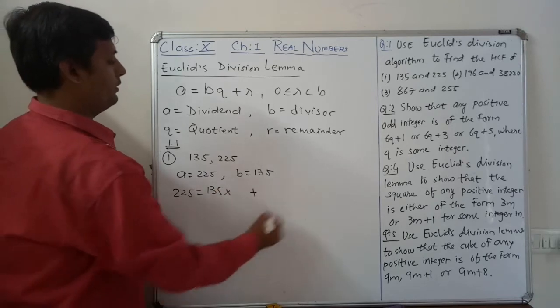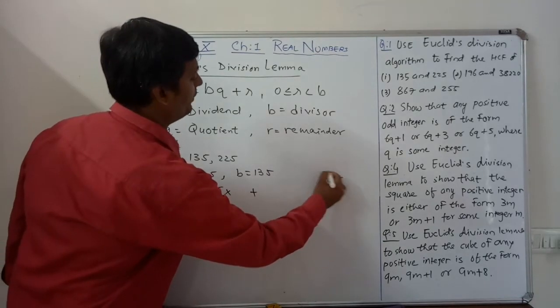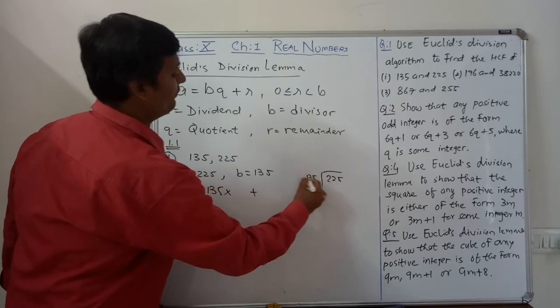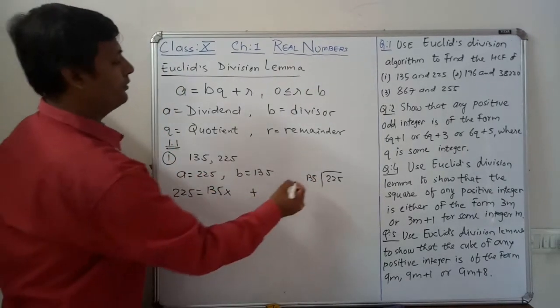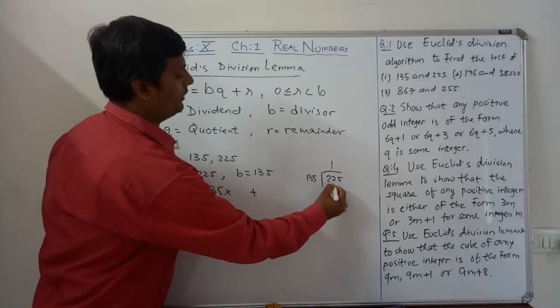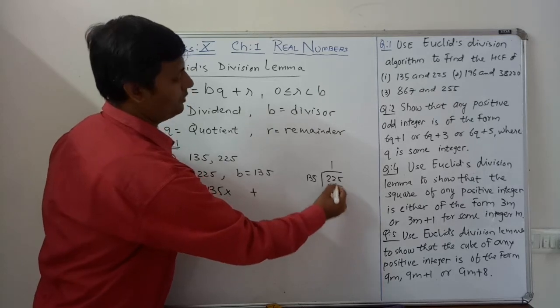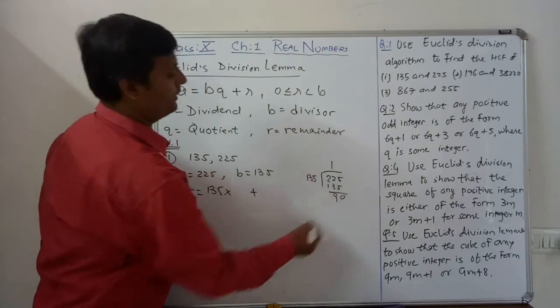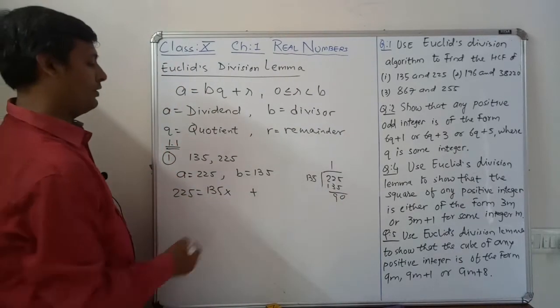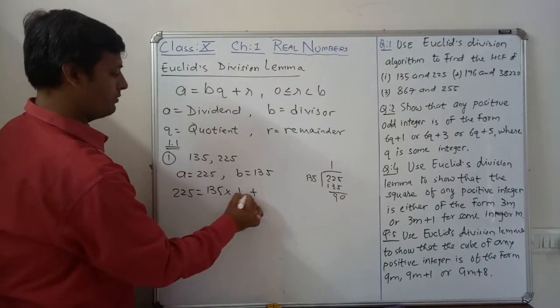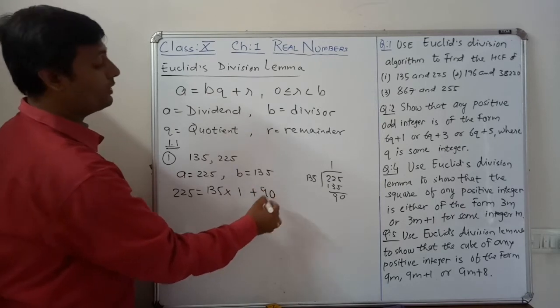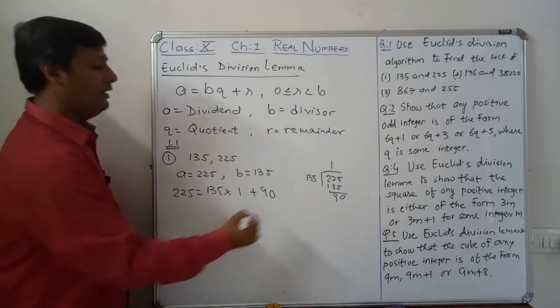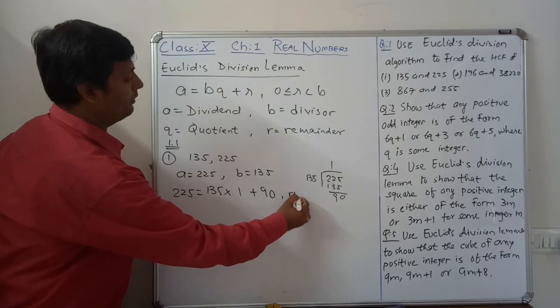First you divide 225 by 135. So you divide, here 135, so 0 again. 5 minus 0... so 90 here. So the quotient is 1, but the remainder is 90, not equal to 0.